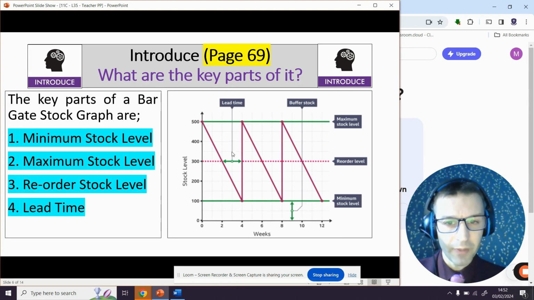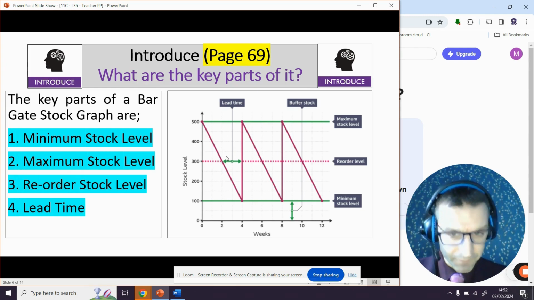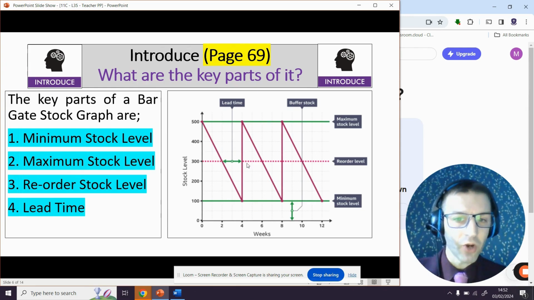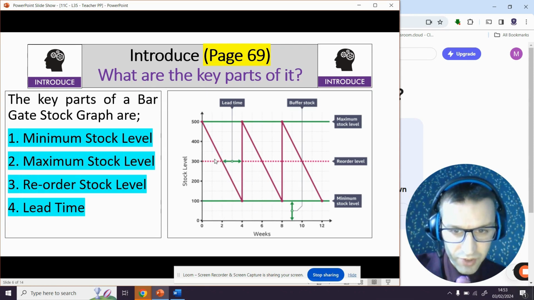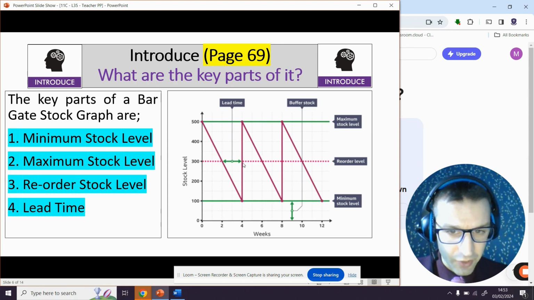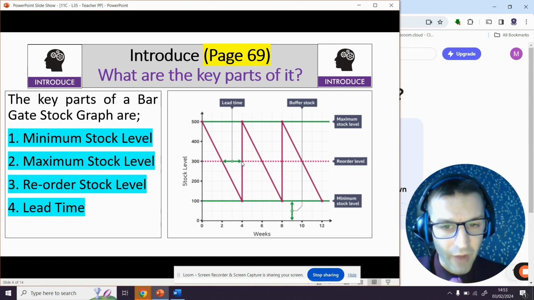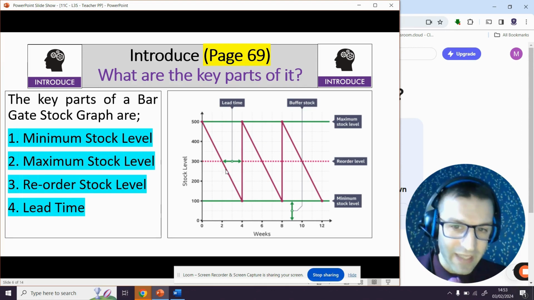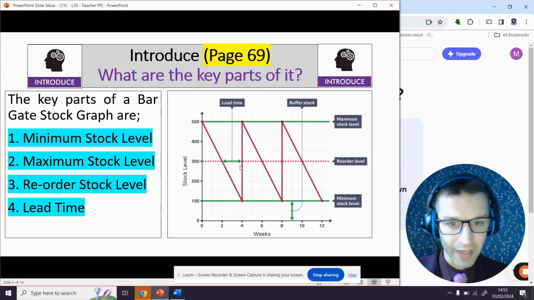So lead time up here. This is the time it takes between when an order is made and when an order is delivered to the business. As you can see here, they ordered new stock on week 2, which is just here. And the stock actually arrived back in, as you can see this line going right up to the top here, on week 4. So their lead time is 2 weeks. That's the time between when they ordered and when the stock comes back in.